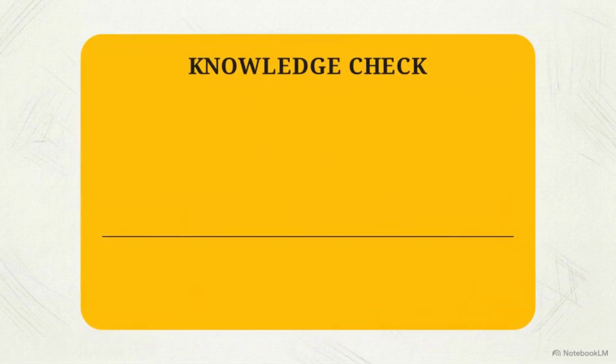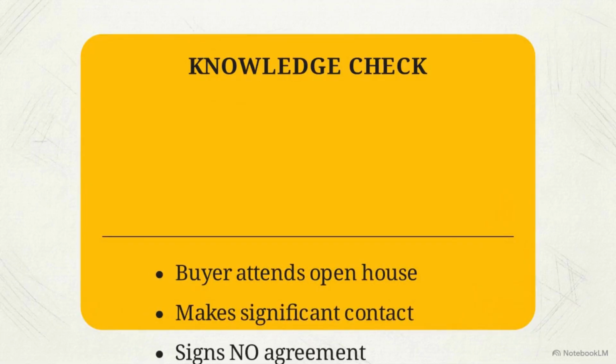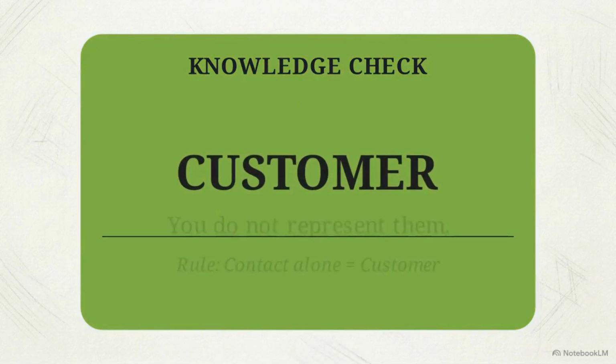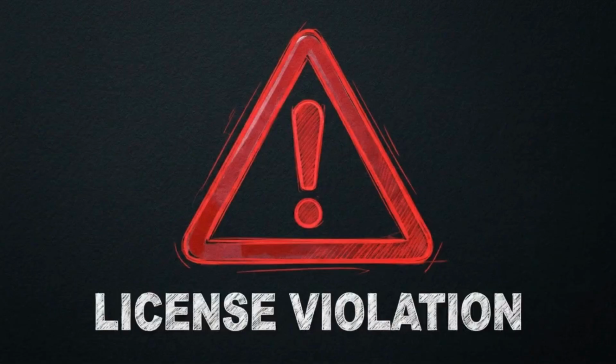Let's test this. If a buyer walks into your open house and makes significant contact but signs no agreement, are they a client or a customer? The answer is customer. You do not represent them. Applying the wrong labels misaligns your legal loyalties and can lead to license violations.